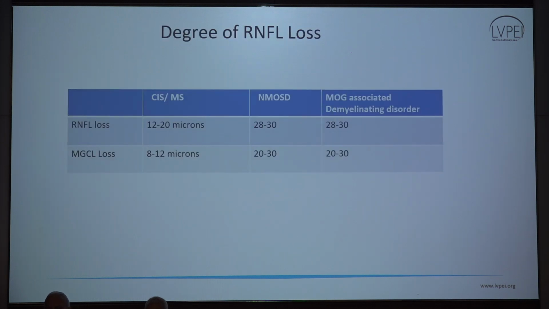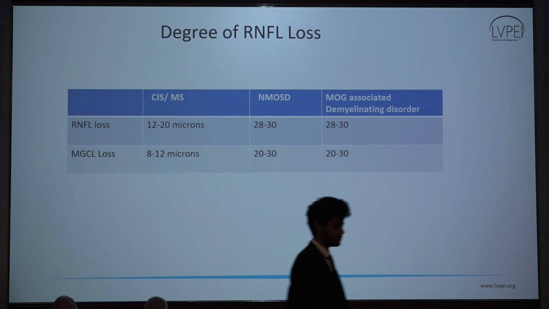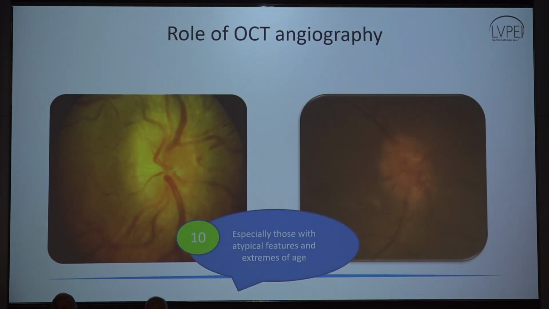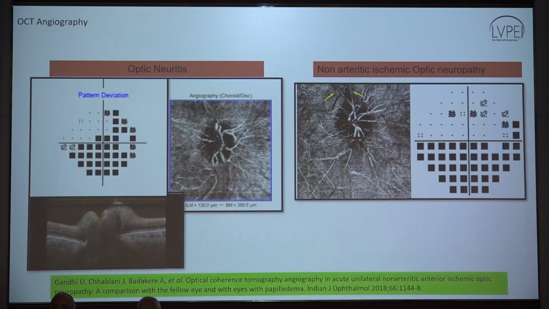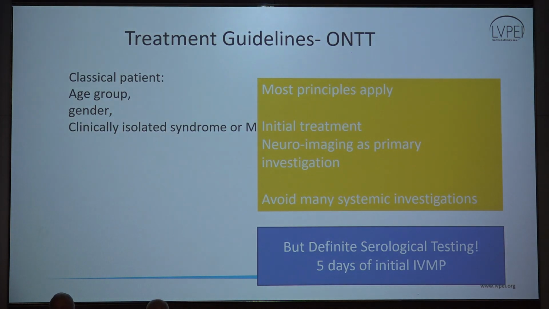And there, the amount of loss that happens with NMO and MOG is much more as compared to MS. A very small word about OCT angio. We can see that both patients can have extremes of presentation, like a 40-year-old person presenting can be NAION, can be MOG-associated optic neuritis, and they can have hemorrhages in both. So given that, OCT angio can give some clues. We can see the capillary perfusion dropouts in NAION, so it can help in diagnosis.